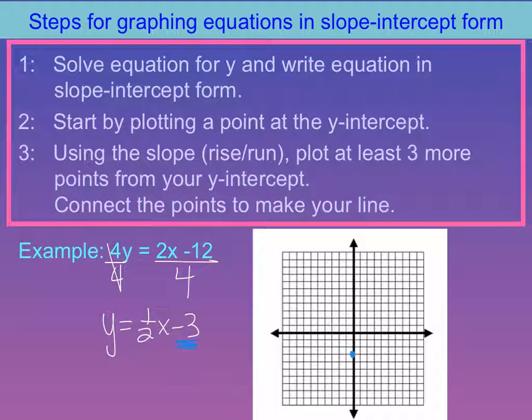So from this point I have a rise of 1 and a run of 2, which would put me up 1 and to the right 2, up 1 and to the right 2, up 1 and to the right 2. Or what I can also do is, because 1/2 would also be the same as -1 over -2, I can go down and left. And once I have enough that I think I can make a straight line, I connect, and that was not the best connect, and then you're done.